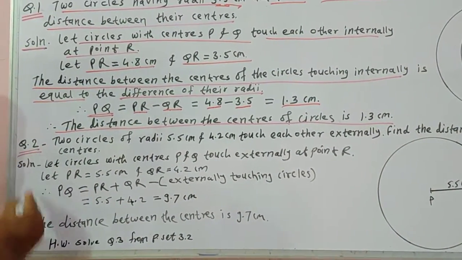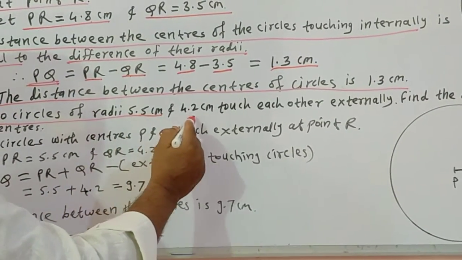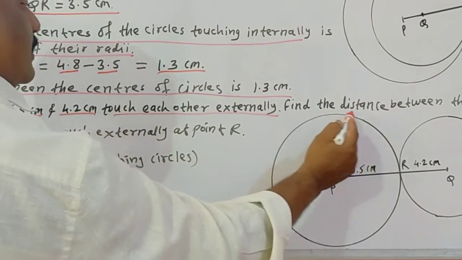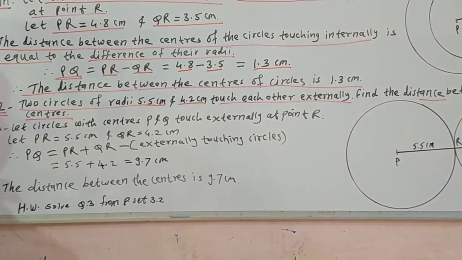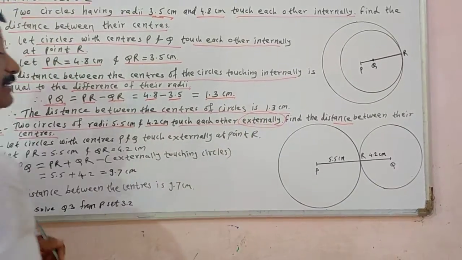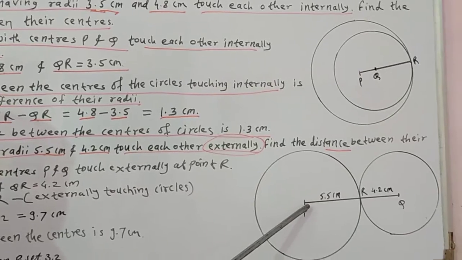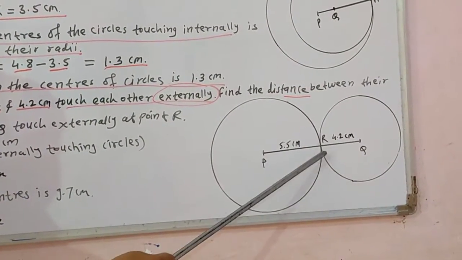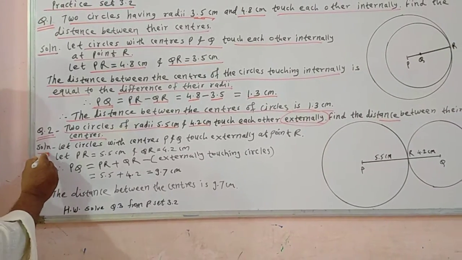Then second example is two circles of radii 5.5 centimeter and 4.2 centimeter touch each other externally. Then find the distance between their centers. Now here circles touching each other externally means like this. Here we are taking one circle with center P, other circle with center Q, and they are touching externally in point R. Figure is not given, but we can draw.